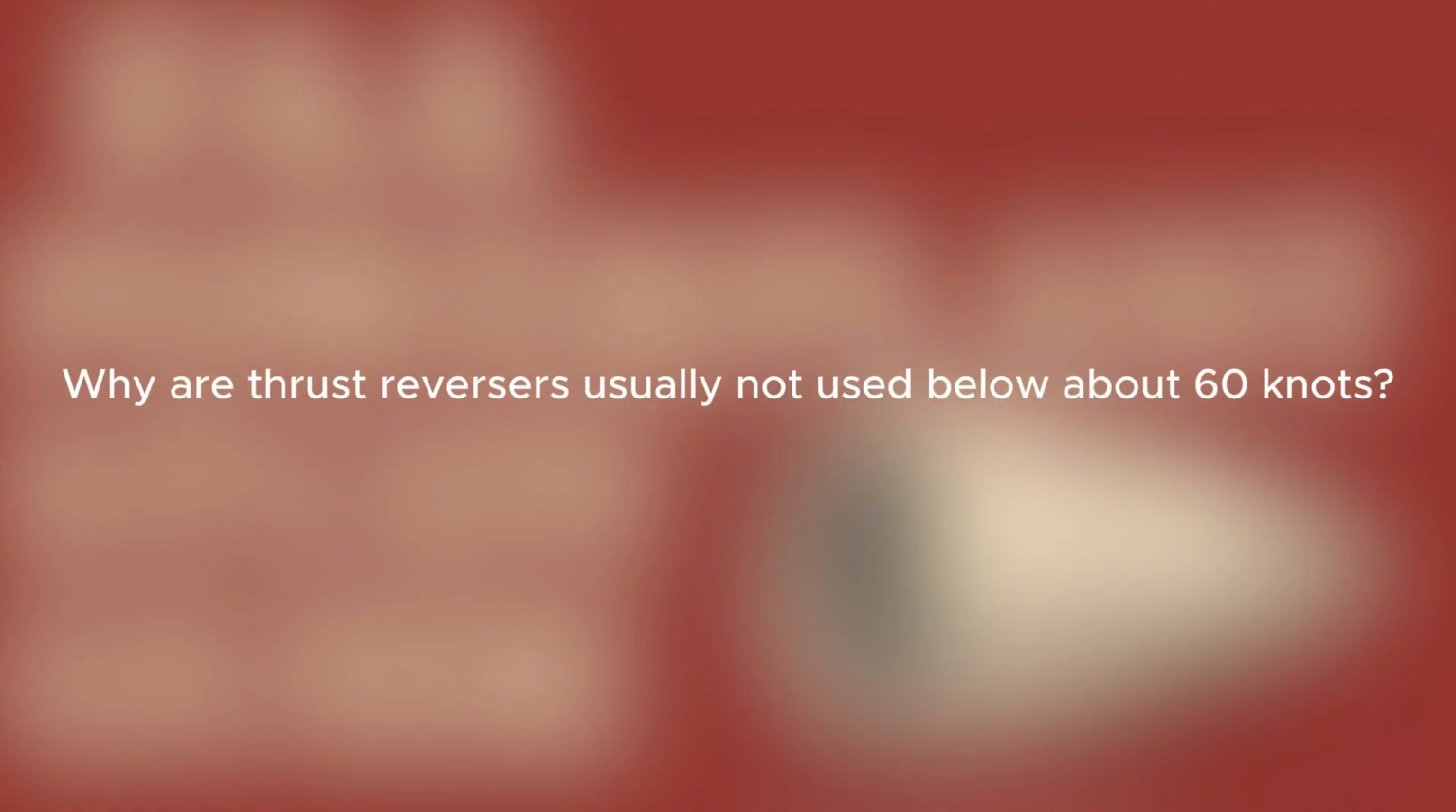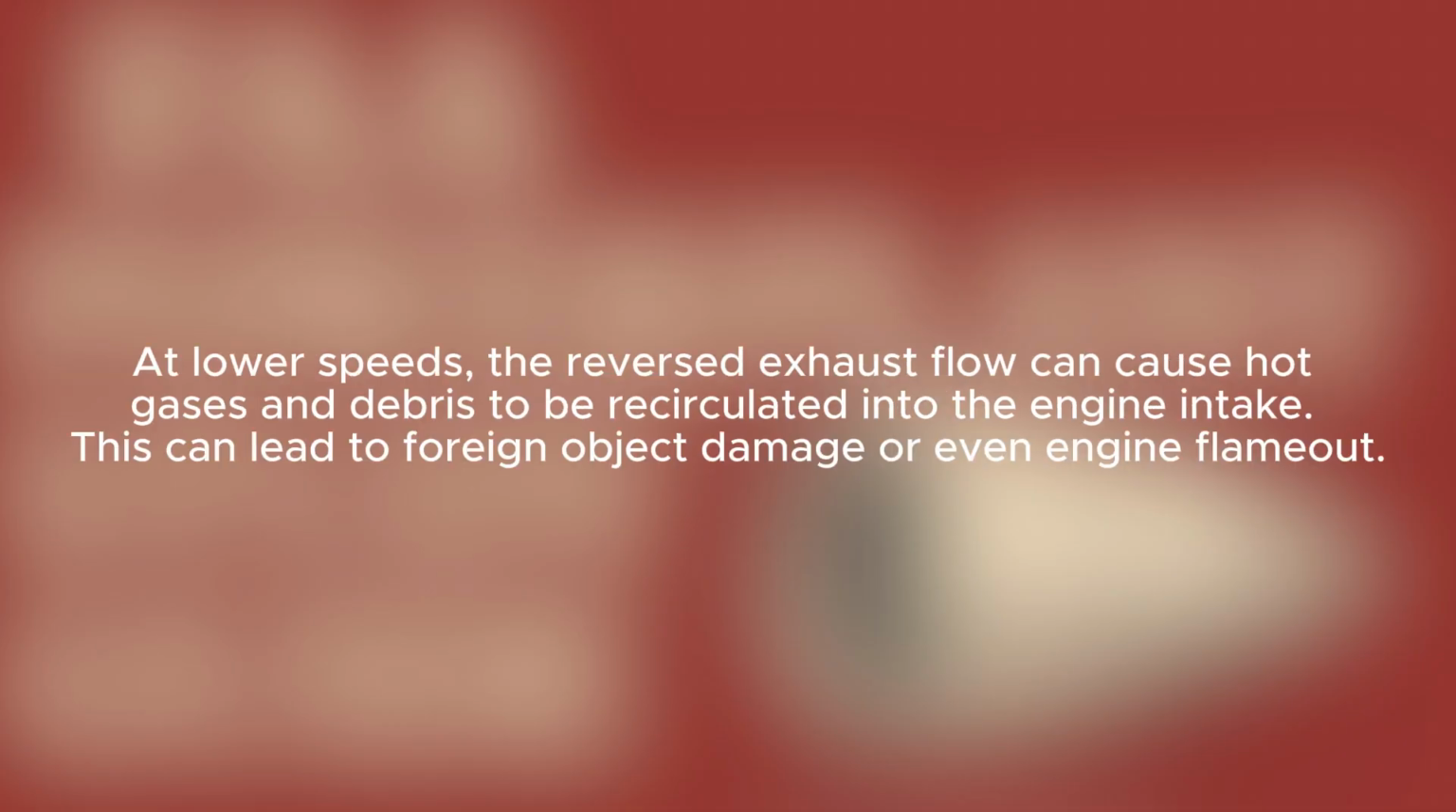Why are thrust reversers usually not used below about 60 knots? At lower speeds, the reversed exhaust flow can cause hot gases and debris to be recirculated into the engine intake. This can lead to foreign object damage or even engine flameout.